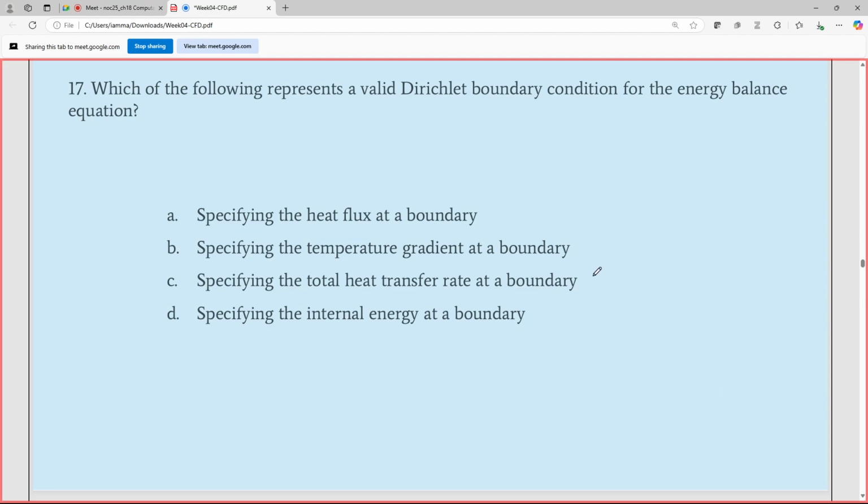Next question. Which of the following represents a valid Dirichlet boundary condition for the energy balance equation? Options are: A, specifying the heat flux at a boundary. Option B, specifying the temperature gradient at a boundary. Option C, specifying the total heat transfer rate at a boundary. Option D, specifying the internal energy at a boundary. So which among the following will represent a valid Dirichlet boundary condition for energy balance equation?